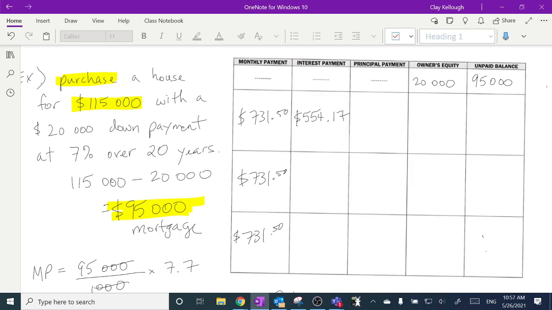So how much of this payment isn't interest? How much is actually going towards owning the house? This just is how much the bank is making off of me in the first month. How much of the house am I buying? Take these two numbers and subtract them. So 731.5 minus 554.17 is $177.33. Is that what you got? Yeah, good. I'm punching buttons the same as other people, so it must be good.